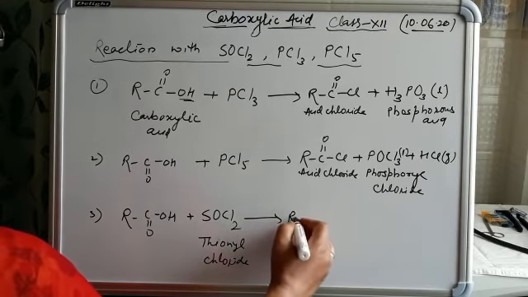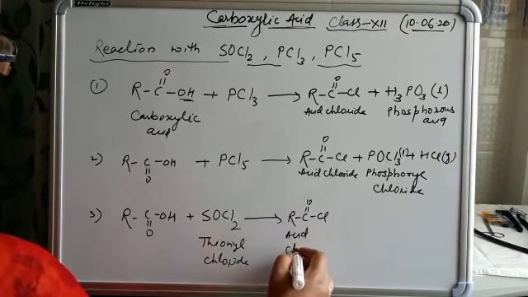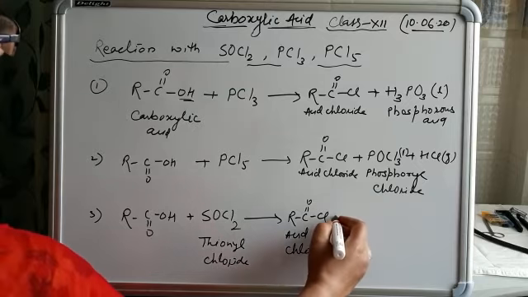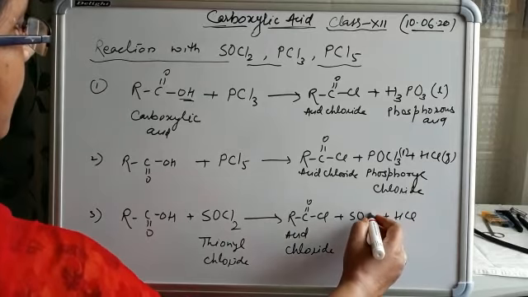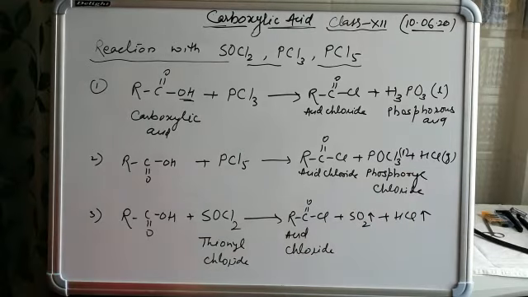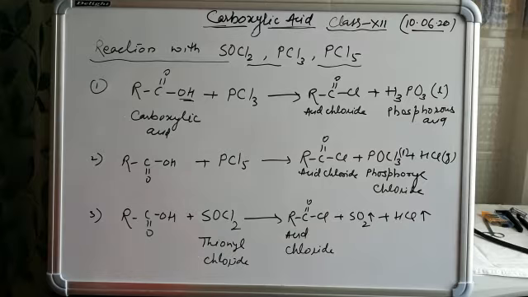So the formation of the same product, acid chloride, and the byproducts sulfur dioxide and HCl are both in the gaseous state. So it is the best method for preparation of acid chloride, because the byproduct formed is in the gaseous state, leaving behind a lot of acid chloride, and this is the simplest or easiest method, so we can always prefer to form acid chloride by this method.